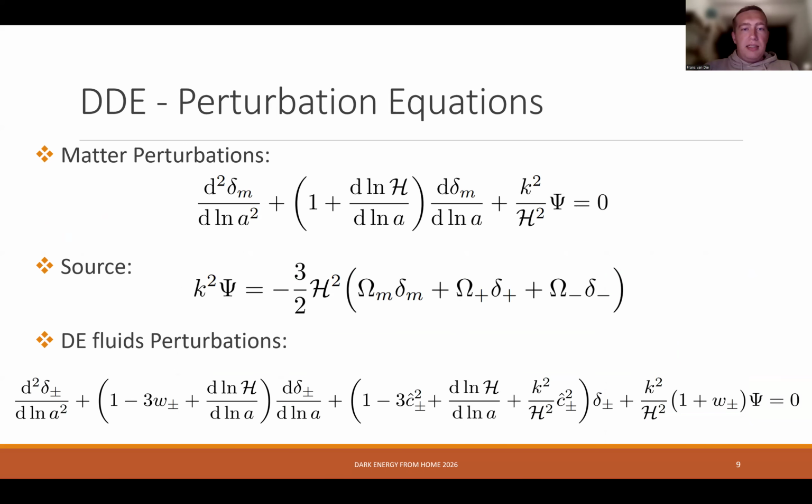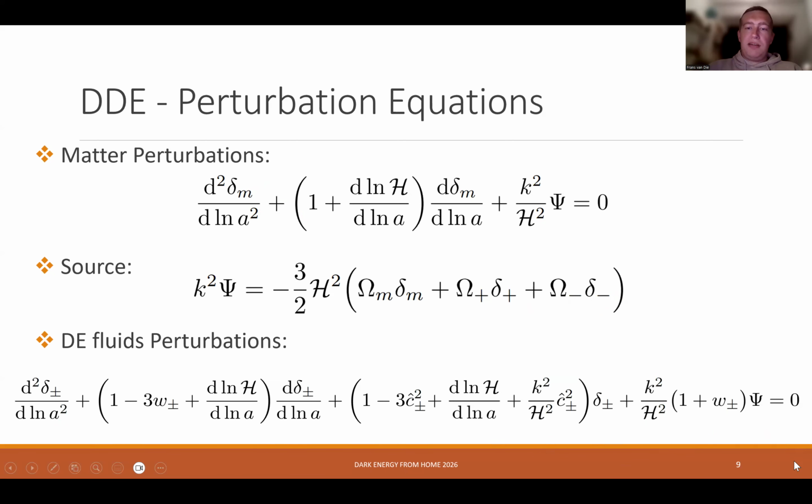Here we have the perturbation equations, where the first equation is for matter, which is sourced by psi. And in this case, because we have also dark energy perturbations, delta plus and delta minus, this delta m may become k dependent. If delta plus and delta minus are zero, like in Lambda CDM, delta m is scale independent, but in this case, delta m becomes a scale dependent quantity. And delta plus and delta minus, the perturbations of the dark energy fluids, are governed by the last equation.